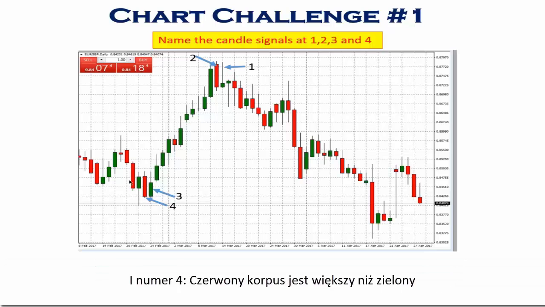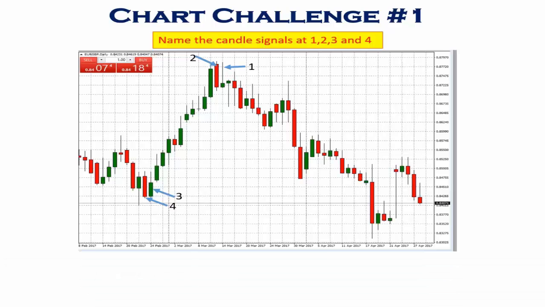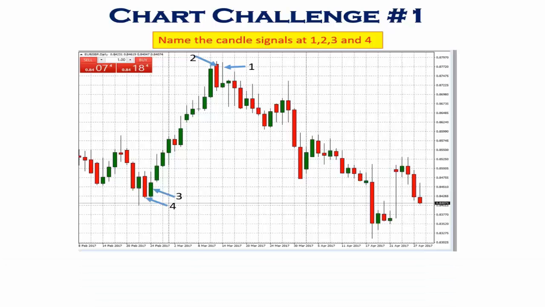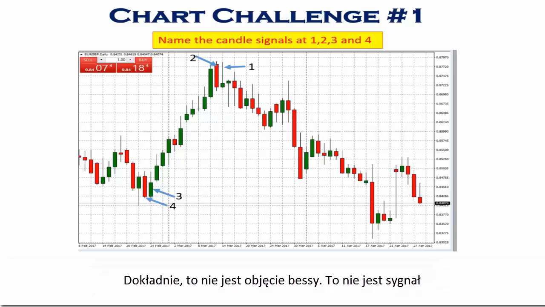And number 4, it's a black real body wrapping around a green real body. So we're looking at number 4 now. The red wrapping around the black. And many of you are saying a bearish engulfing, right. It's not a bearish engulfing pattern. And somebody got it right. The names are going by so quickly. Correct. It's not a pattern.